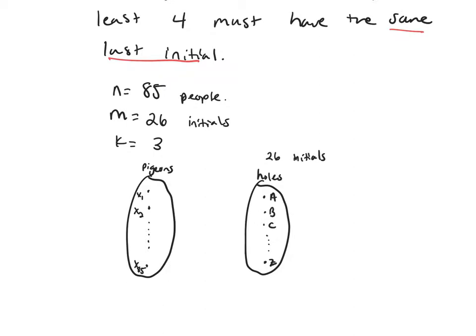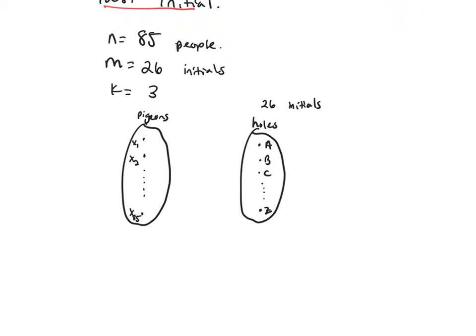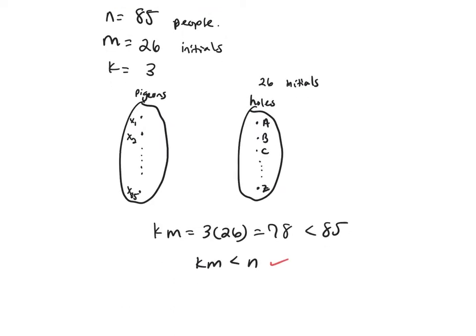And now let's check. Remember, we need to look at K times M. K times M, 3 times 26, that is 78, which is smaller than 85. So K times M is less than N. That means we can use the generalized pigeonhole principle now.